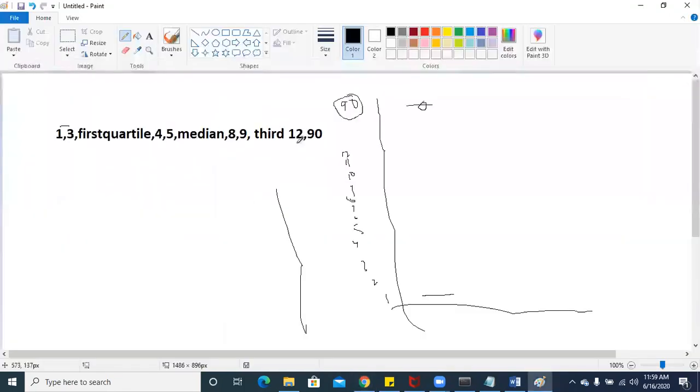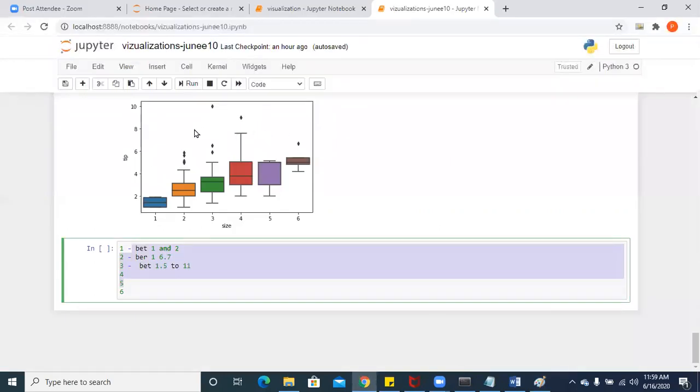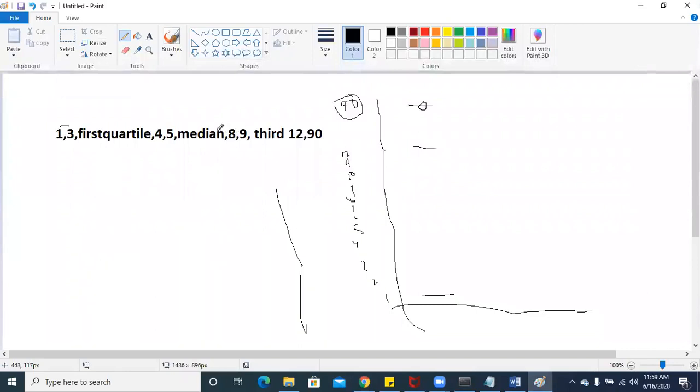So if you omit this 90, can you please tell me what is the maximum value? It is 12. If you see, this one is the maximum value. Now, what is the median? 7.